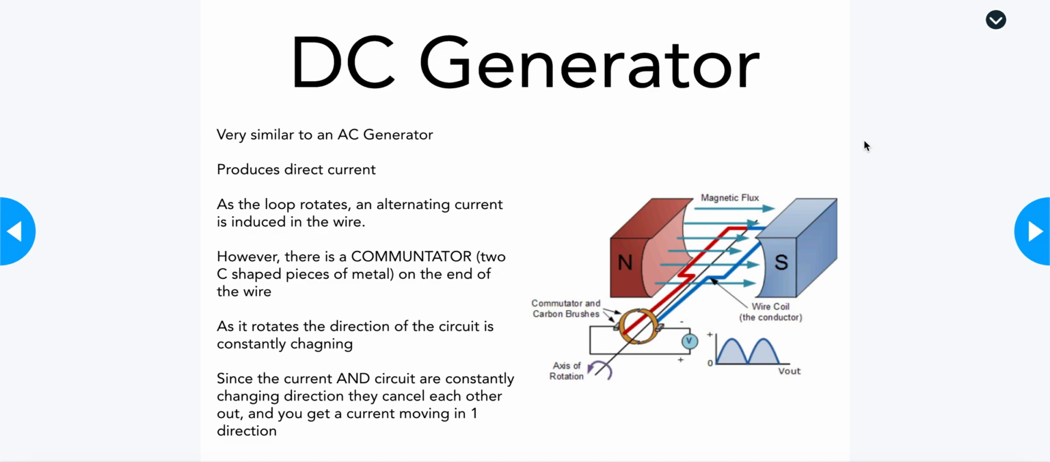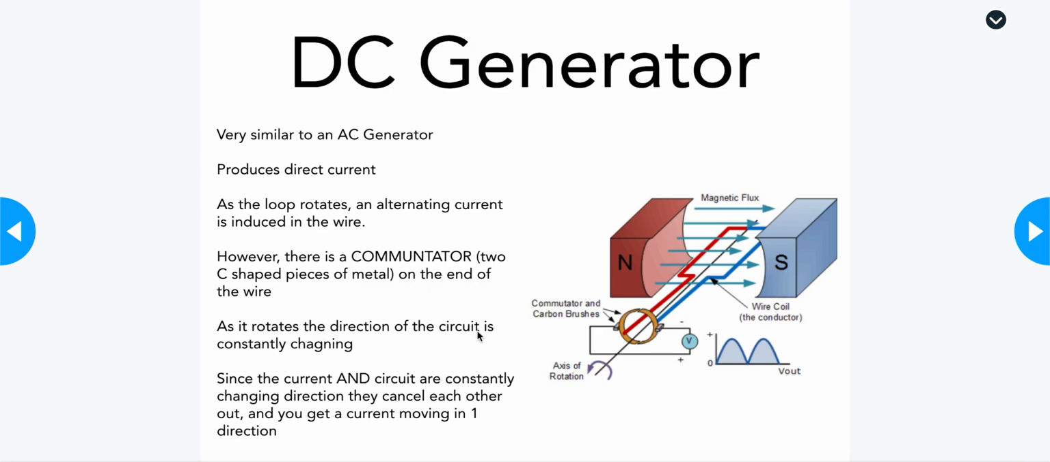So, a DC generator, or direct current generator, is basically the same concept as an AC generator, except it produces direct current. So, as the loop rotates, just like before, an alternating current is induced in the wire. However, this time, instead of the wires being attached to these static rings that just stay still, there's a commutator. So basically, two C-shaped pieces of metal that connect to the loop. And so as this rotates, the two pieces of metal are not connected, and then the commutator touches the other side, or the two sides of the circuit.